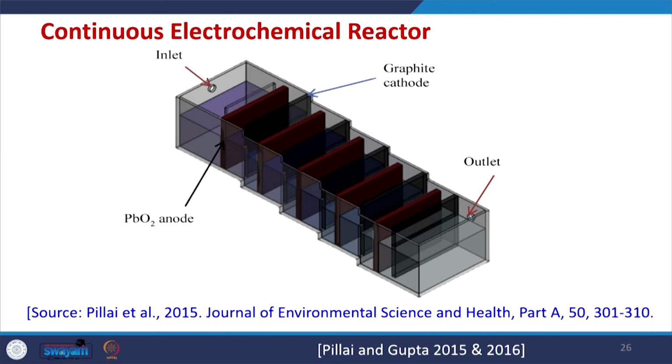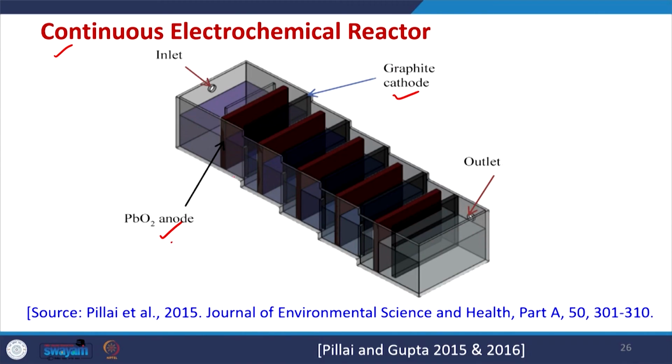Some continuous electrochemical reactors are getting developed. This is one of the configurations given here with a PbO2 anode and graphite cathode, but any combination of electrodes is possible, any anode and cathode depending upon the type of water being treated, the water containing which type of compound. Depending upon all those things we can choose any of the electrodes.